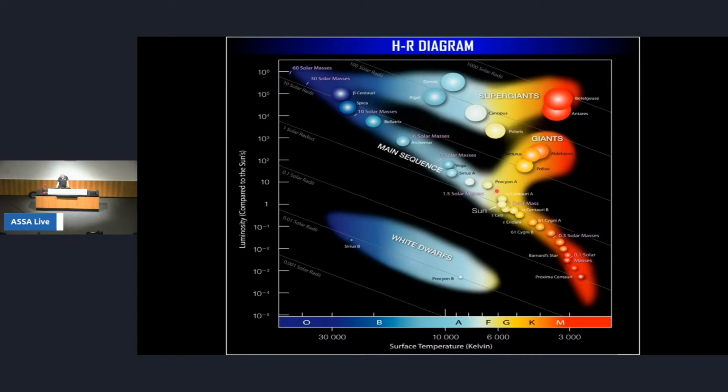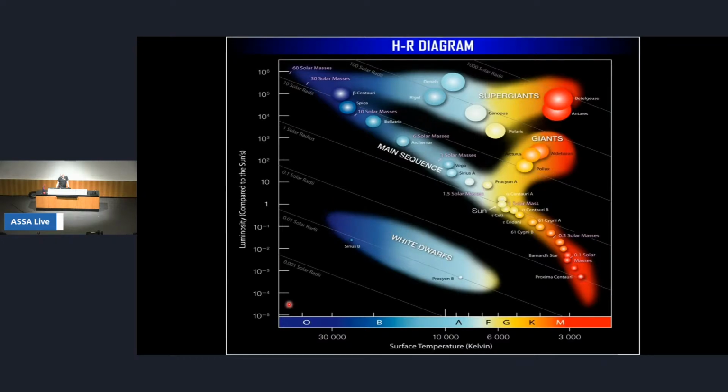Then we have other groupings. We have the giant stars here, which are stars that have left the main sequence because they've run out of fuel and are burning heavier elements. We also have supergiants up here. And then down here we have another group of stars, which are the white dwarfs. These are stars that are no longer burning any fuel in their cores. They're the remnants of low-mass stars.